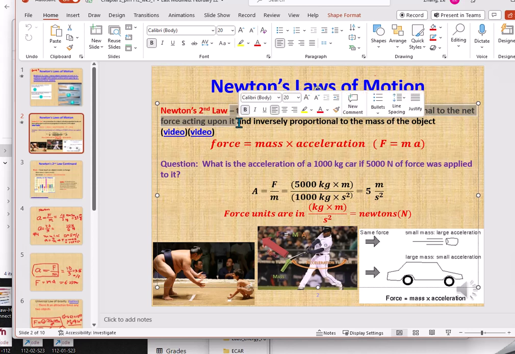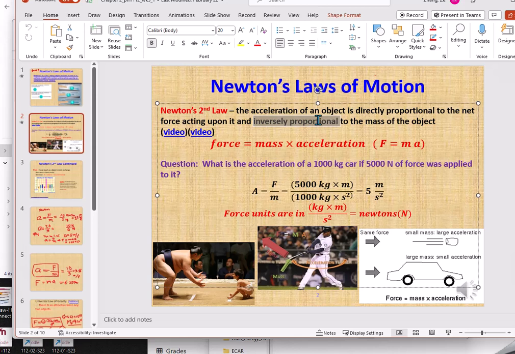But there is another part of Newton's second law. It says the acceleration is inversely proportional to the mass of the object. Inversely proportional means the more mass, the harder it is to accelerate. So that also fits our experience, our intuition about things.